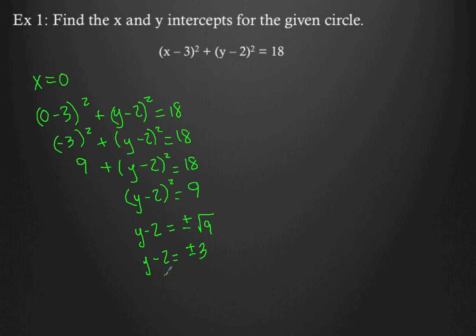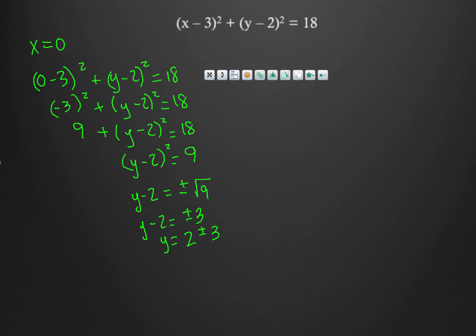When I solve for y, I'll get y equals 2 plus or minus 3. So when I take a look at this, I'm going to have two different possibilities: y equals 2 plus 3, and then y equals 2 minus 3. So I just split that up into two pieces.